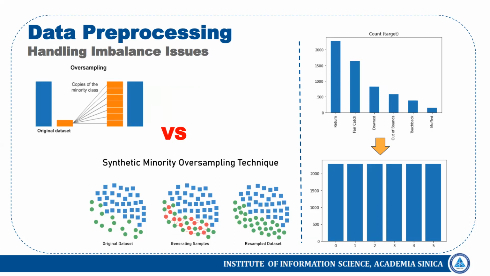SMOTE is one of the most popular methods for performing oversampling because previous methods such as random oversampling can lead to overfitting because of randomly replicating the instances of the minority class. In SMOTE, new instances are created based on interpolation between several minority class instances that lie together. This allows SMOTE to operate in feature space rather than in data space.